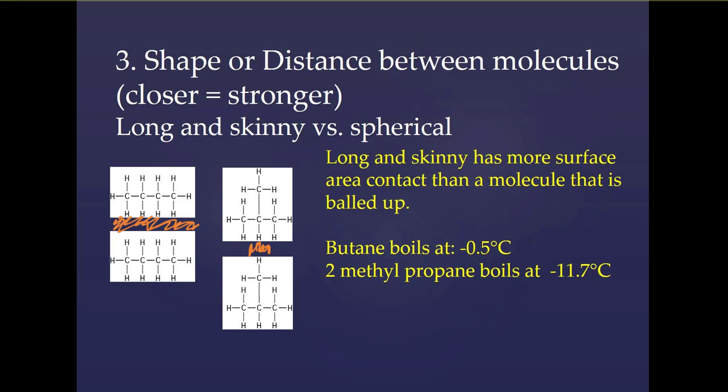And so in this example here, my long and skinny one boils right around 0 degrees Celsius. And this other one, the spherical one, boils much, much lower, about negative 12 degrees Celsius. And so you see that the boiling point is reflected in how strong those intermolecular forces are. So my second one doesn't take as much energy to boil, so therefore its dispersion force is a lot weaker. Versus the long and skinny one, I had to put more energy in there to boil it. And when you boil it, you rip that molecule apart, you break that intermolecular force.